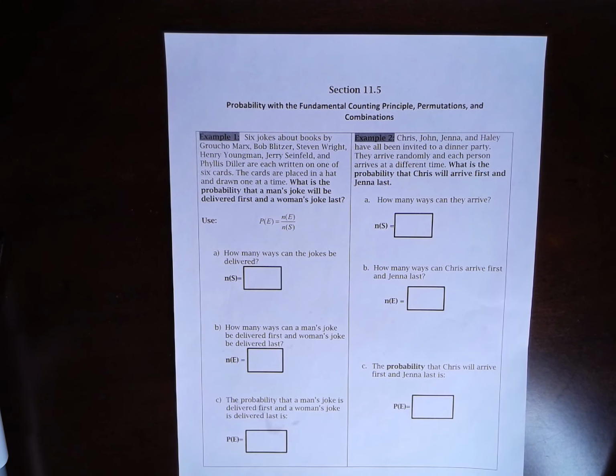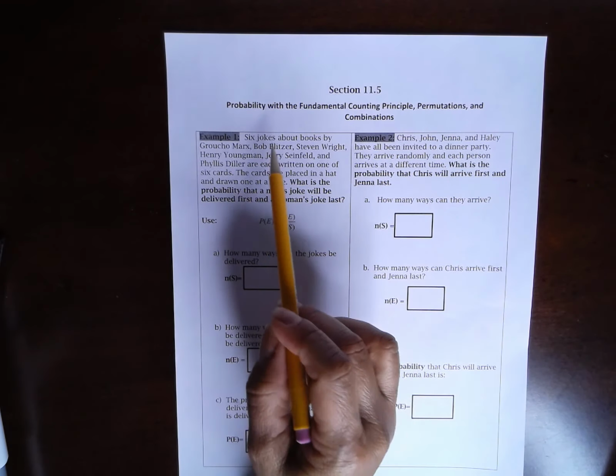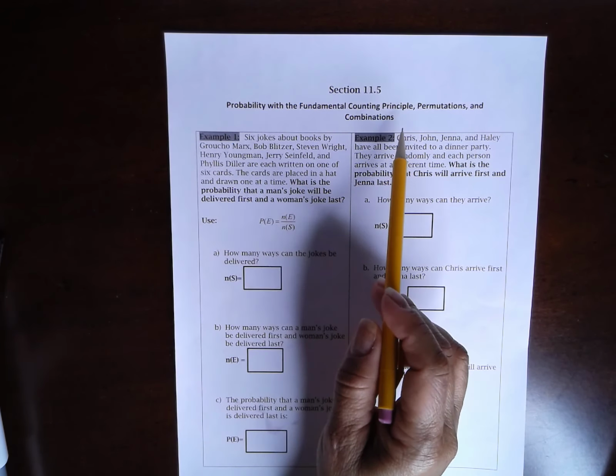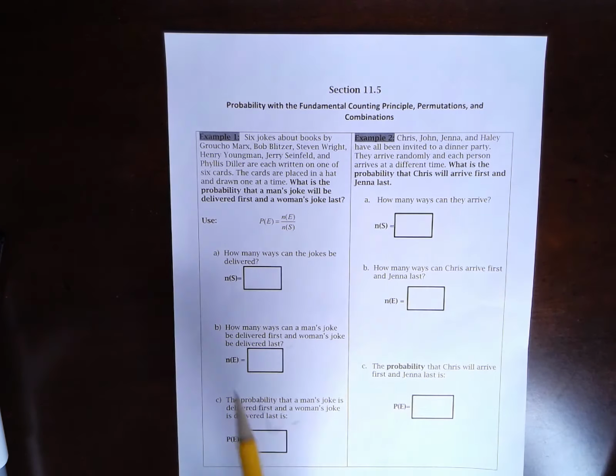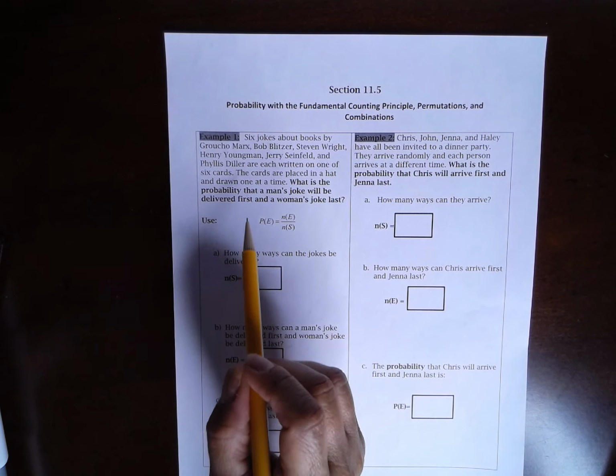Hello everyone, we're going to go over section 11.5 and the title of this section is Probability with the Fundamental Counting Principle, Permutations and Combinations. So let's look at example number 1.